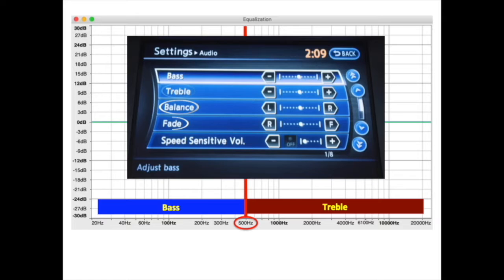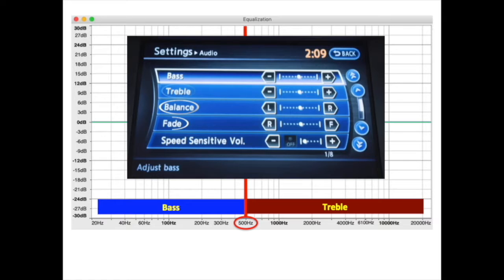So I'll play with the bass and treble volumes until I get a sound that I'm happy with. Now, when I'm playing with the bass control, I'm actually adjusting the volume of frequencies that we find on the low end of the spectrum. And when I'm playing with the treble control, I'm actually adjusting the volume of frequencies we find on the high end of the spectrum. And this is kind of what EQ does, right?